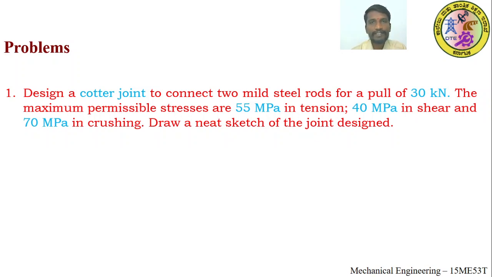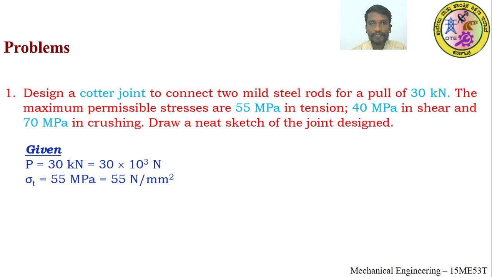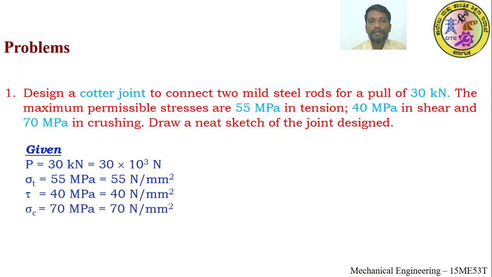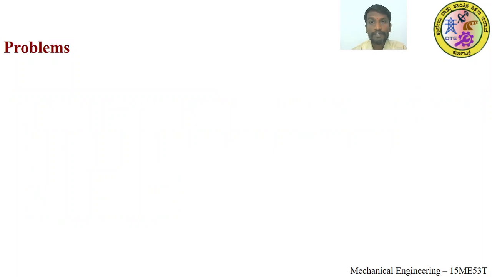Let us go for what is given. P is equal to 30 kN, that is 30 into 10 to the power of 3 Newton. Sigma T is equal to 55 MPa, which is nothing but 55 Newton per millimeter square. Tau is equal to 40 MPa, nothing but 40 Newton per millimeter square. Sigma C is given as 70 MPa, nothing but 70 Newton per millimeter square.